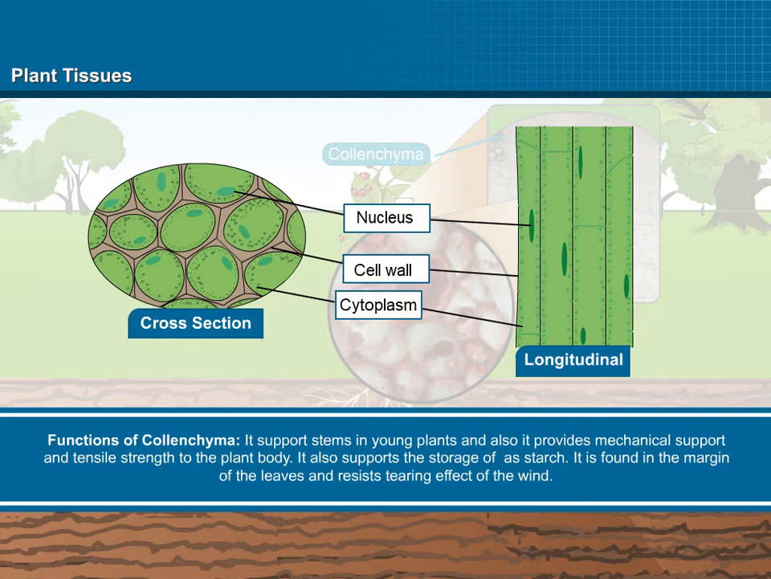Functions of collenchyma. It supports stems in young plants and also it provides mechanical support and tensile strength to the plant body. It also supports the storage of starch. It is found in the margin of the leaves and resists tearing effect of the wind.